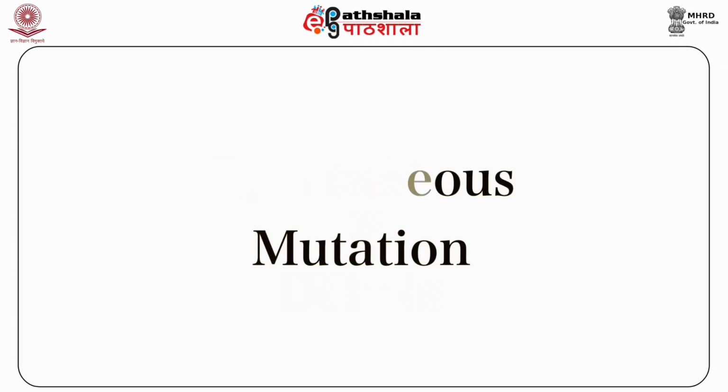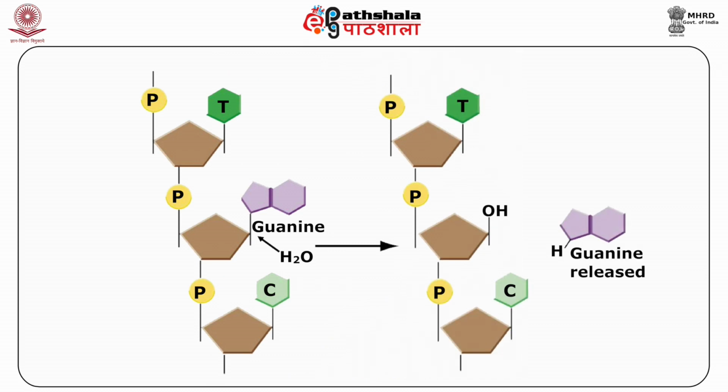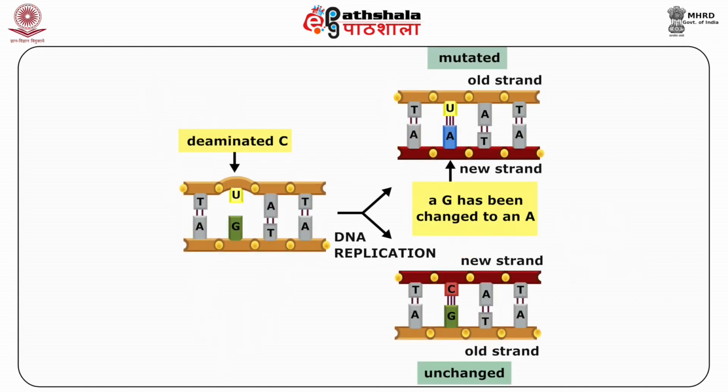First is spontaneous mutation. Spontaneous mutation on the molecular level can be caused by: first, tautomerism. A base is changed by the repositioning of a hydrogen atom, altering the hydrogen bonding pattern of that base, resulting in incorrect base pairing during replication. Second is depurination, that is, the loss of purine base A or G to form an apurinic site, that is, AP site.